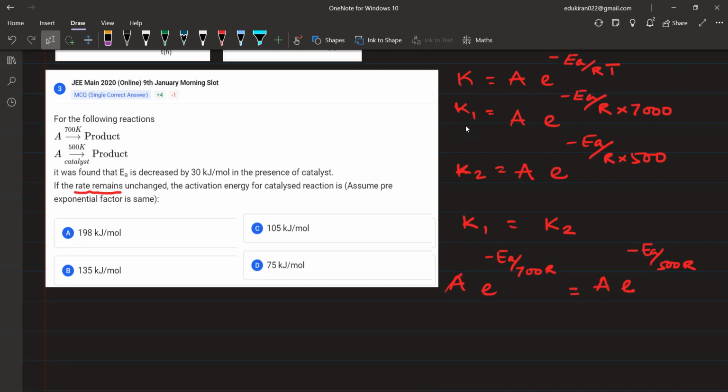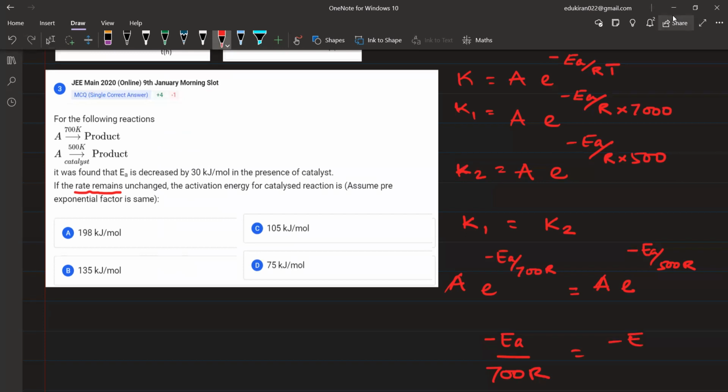So A and A will get cancelled. And for these two, I can directly write minus EA, because if the base is the same, then the exponents will also be the same. So 700 R will be equal to minus EA. Then this will cancel, right? Am I missing something? Wait a second.